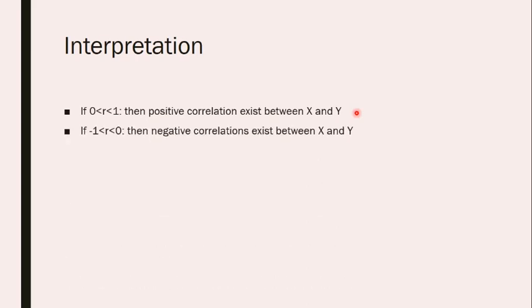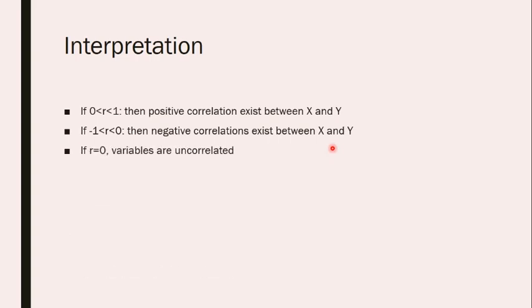Similarly, after finding R, if you get a value which is in between -1 and 0, then it is said that there exists a negative correlation between X and Y. And what does that mean? It travels in opposite direction.